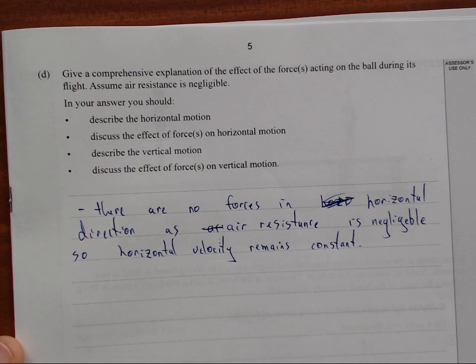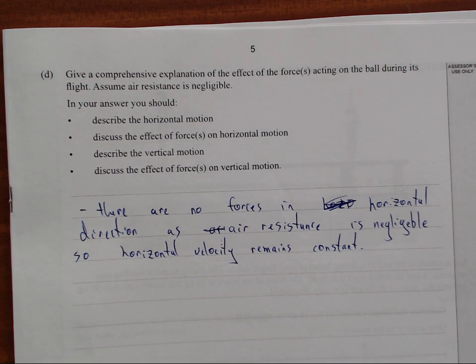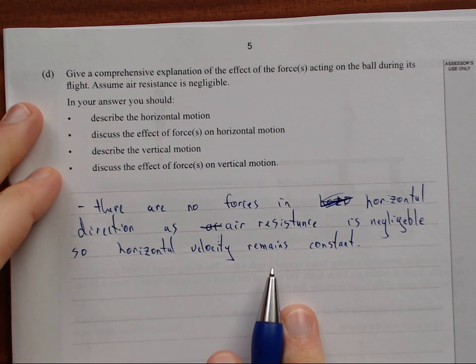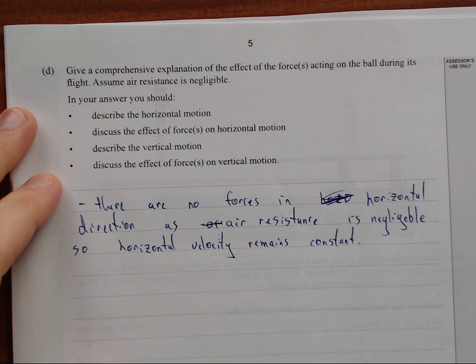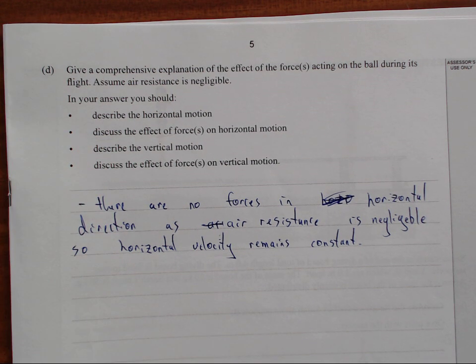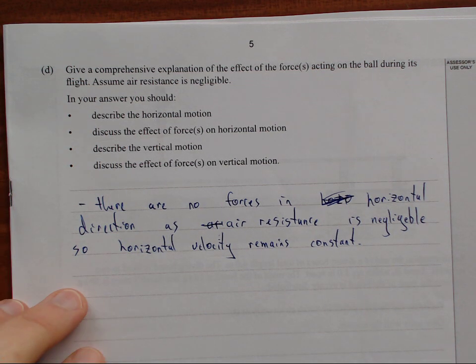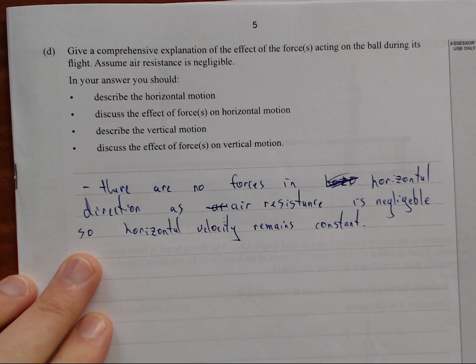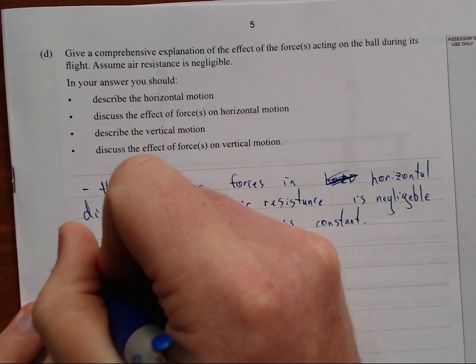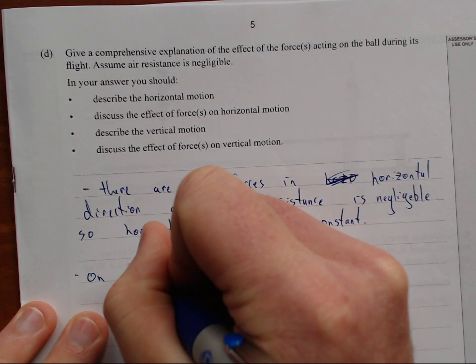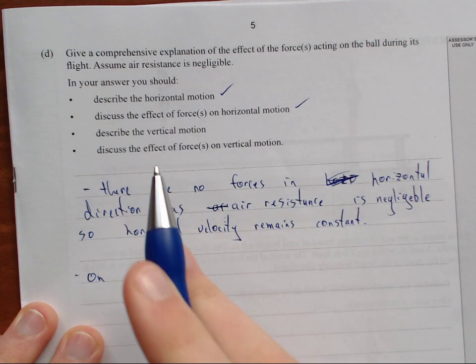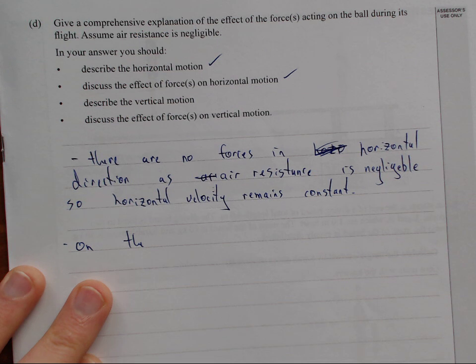If they have had questions before, you can have questions where air resistance isn't negligible, which means your horizontal velocity will decrease. It'll only decrease because air resistance always acts in the opposite direction of motion. It always opposes motion. Right. So that's horizontal done, now vertical motion. So we're going to talk about the way up and then the way down.